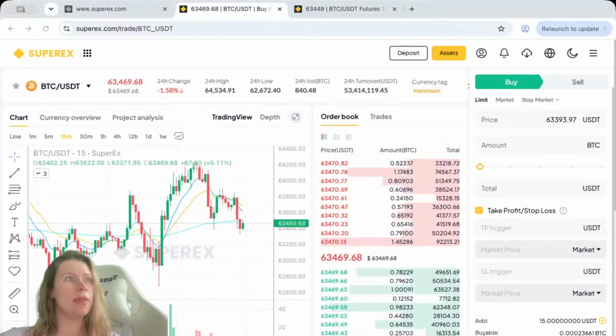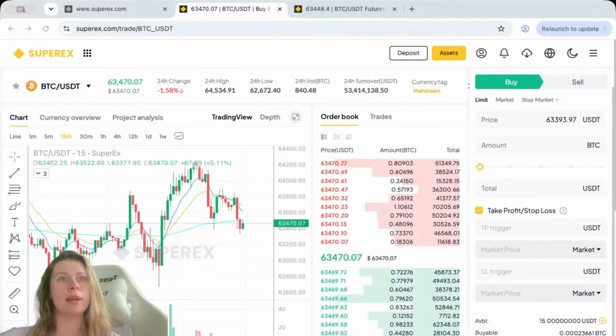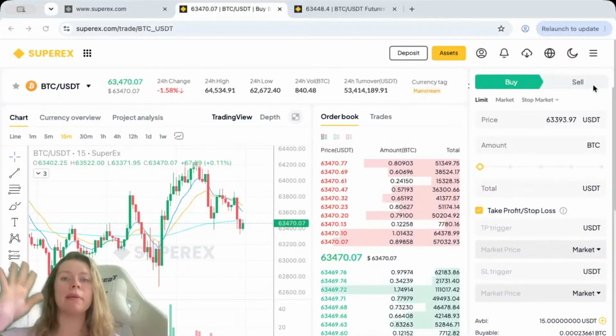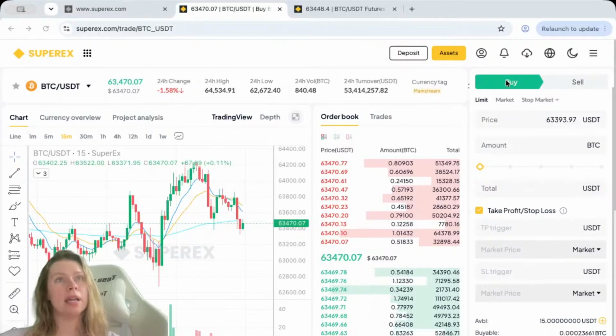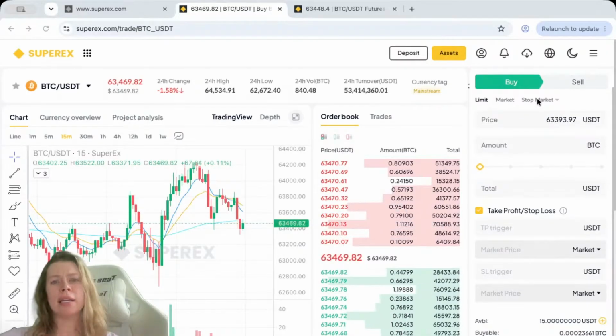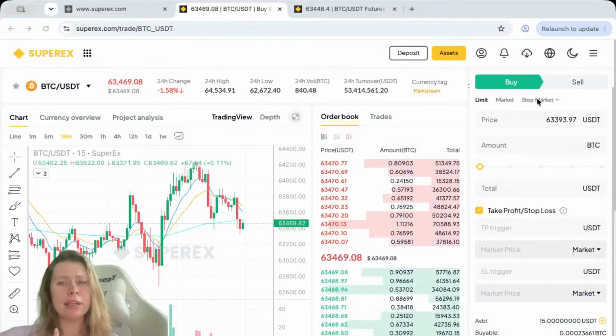Okay, with our trading panel here, we're going to see two tabs at the top. We've got buy here in green, and if I click on sell, it'll be in red. But we're going to be buying Bitcoin today, so I'm going to be clicking on buy. And right under that, we see limit, market, and stop market. I'm going to be using limit, and I'll tell you why.